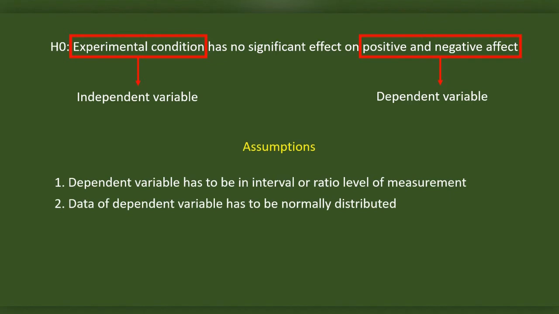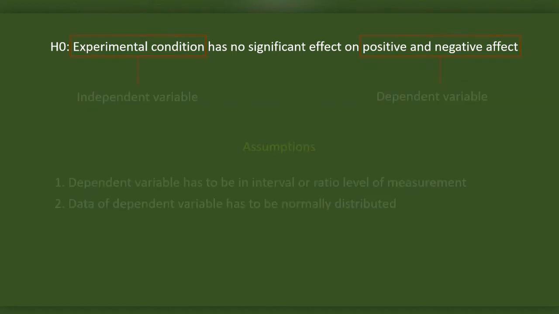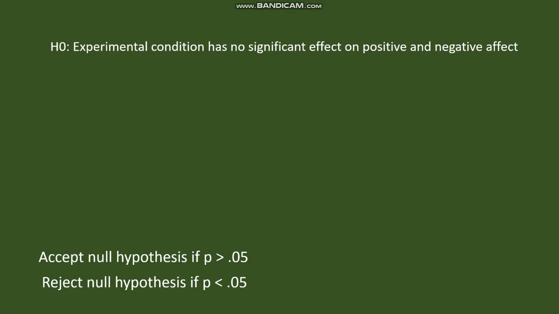To test this hypothesis using a paired sample t-test, we need a dependent variable at the interval or ratio measurement level. The data of the dependent variable also has to be normally distributed. We will try to do the paired sample t-test using jamovi.